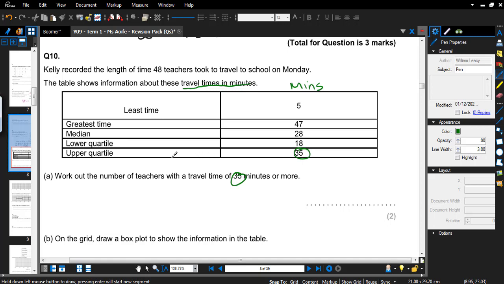Upper quartile is 35. So that means that that represents 75. It's the same as the other one. 25% of the people obviously take a longer time than the upper quartile. So it's going to be 25%. It's the very same. 25% of 48. So it's 25% times 48. What's a quarter of 48? You should know that off the top of your head. 12.